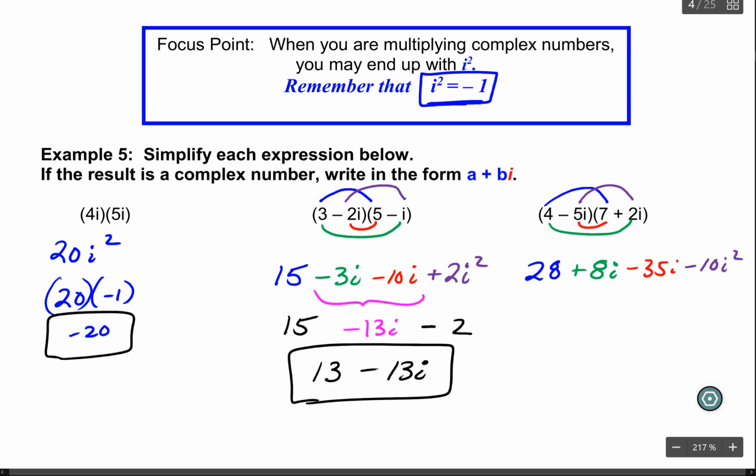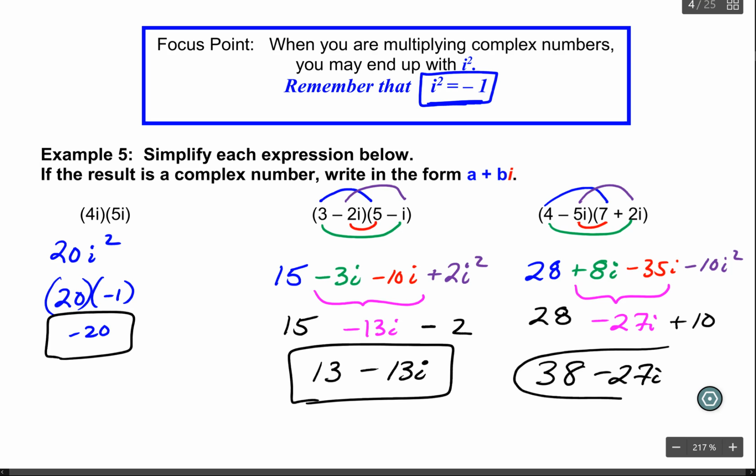We combine our like terms like we did before. That's negative 27i. And then on the front and the back, we have a 28. And the minus 10i squared, because it's i squared, that's a negative 1, it's going to become plus 10, which gives me an answer of 38 minus 27i. Notice my i is written in cursive as we work through that.